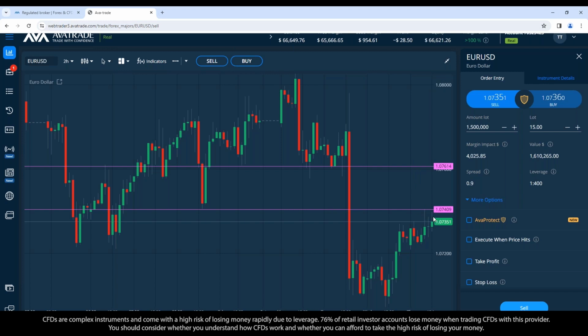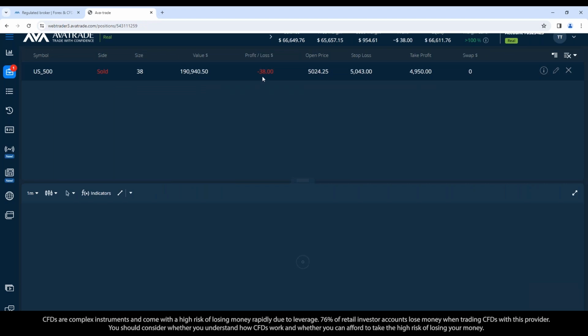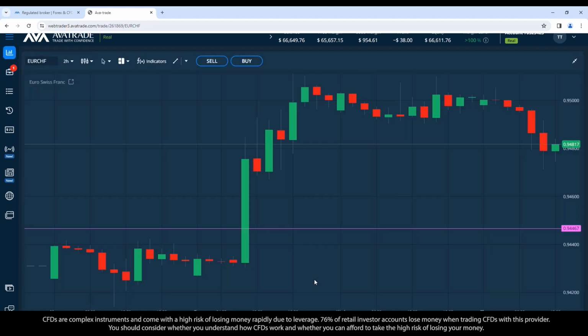Take profit if you think the USD will strengthen again. Take profit could be down here near the support level on the Euro USD. Okay? I don't need to walk through actually placing that trade because we did that already with the US 500 over here. Okay?